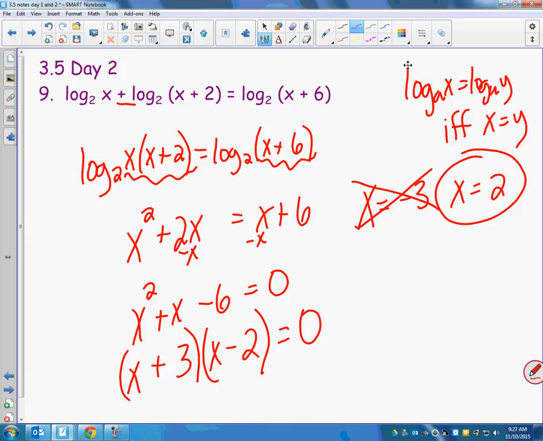All right, so definitely some questions like that. Maybe you have to rewrite it as division, but using the properties and then having a quadratic to solve. Questions about that? All right, now look at this one.